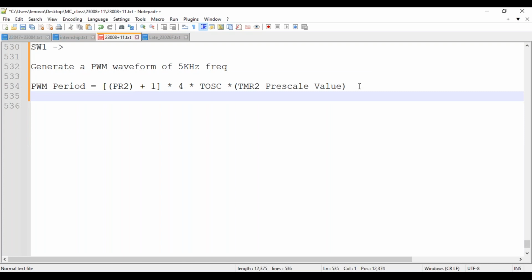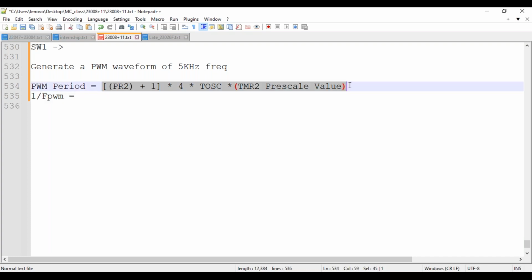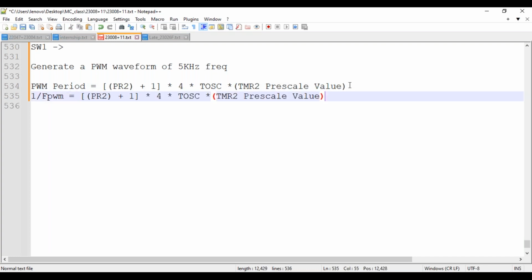So you already know that period is inversely proportional to frequency. So I will write 1 over f PWM, that is the frequency of PWM, which is equal to, this formula I have to retain as it is, PR2 plus 1 times 4 times time of oscillation, which we don't know. So time of oscillation is 1 over frequency of oscillation, times the TMR2 prescalar value.